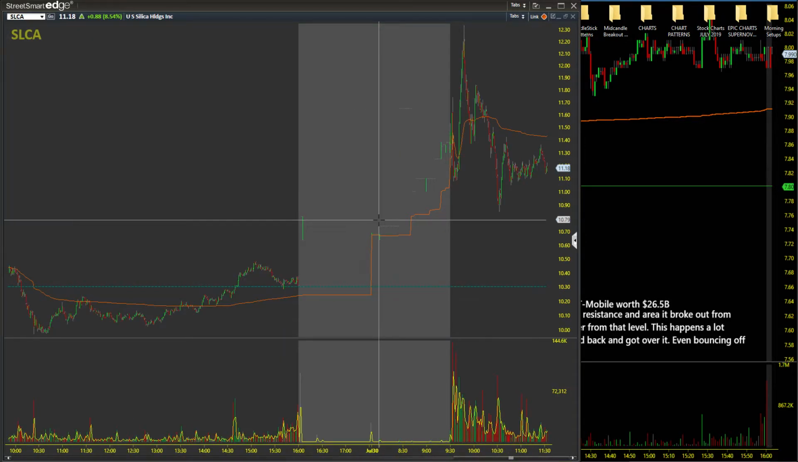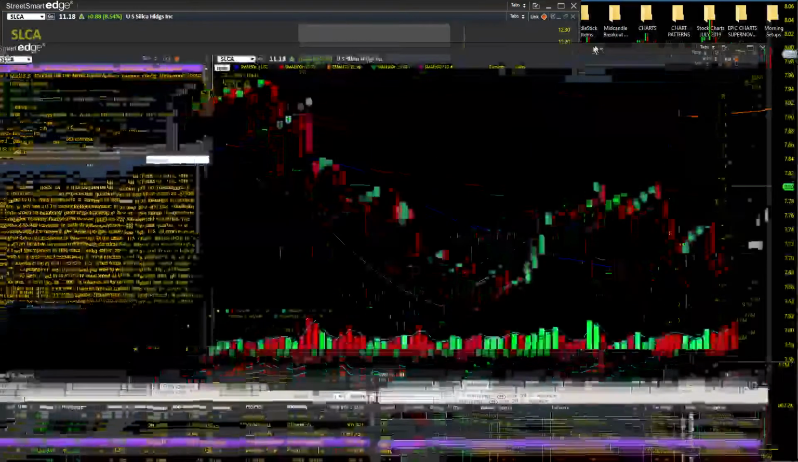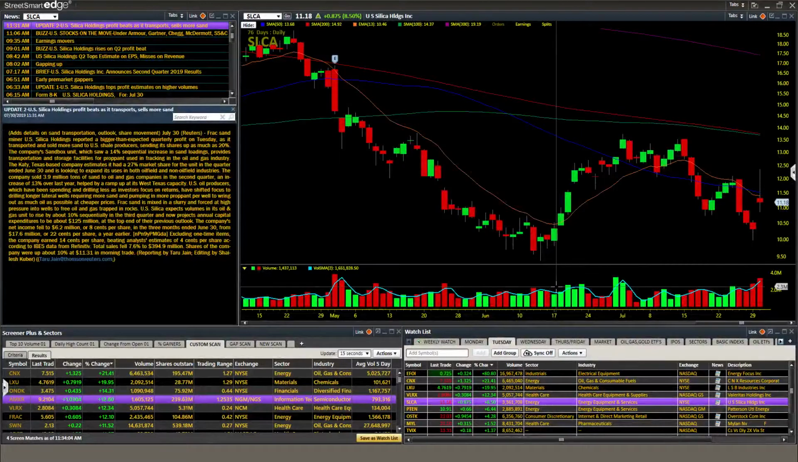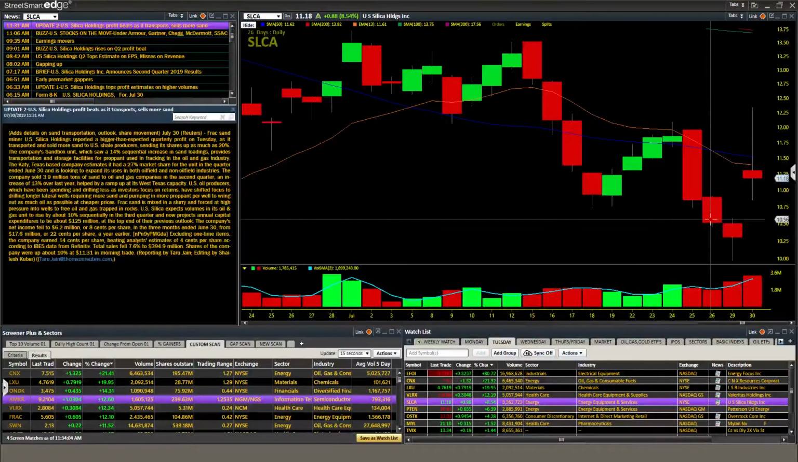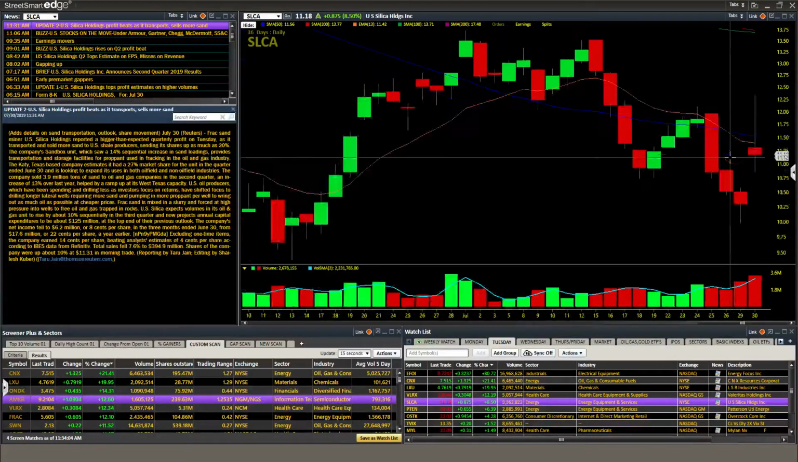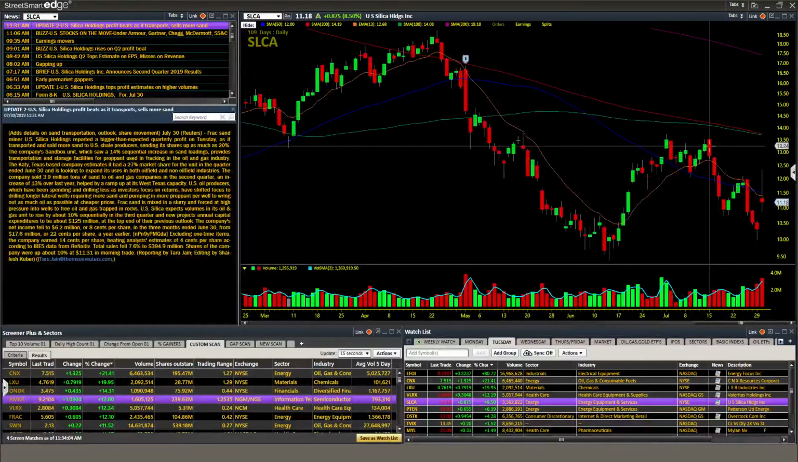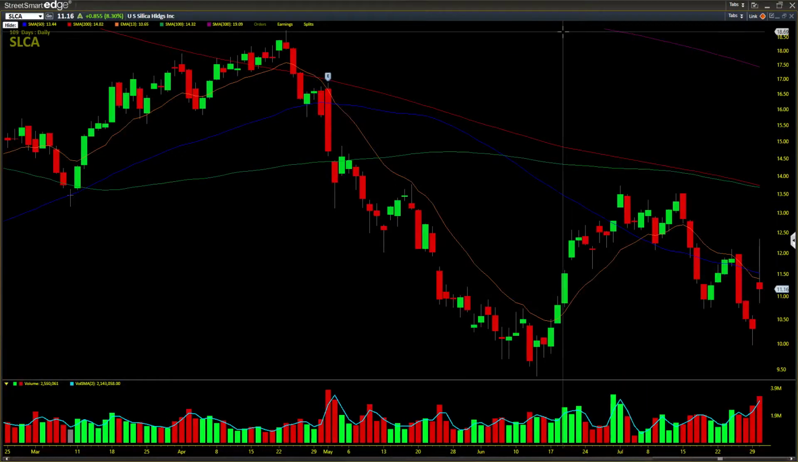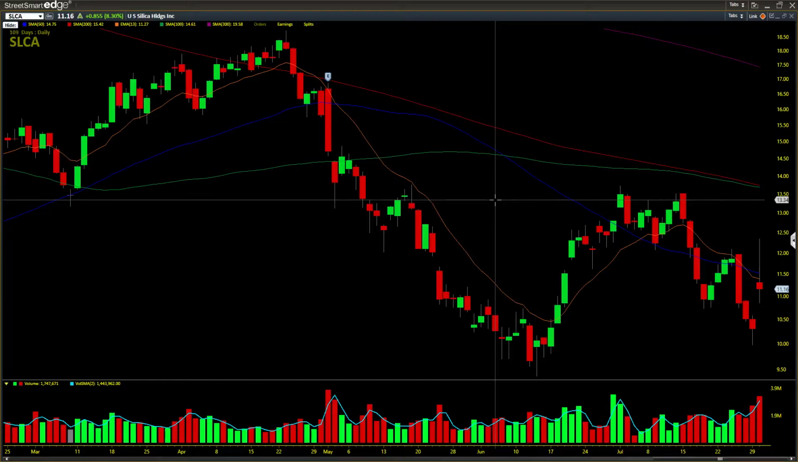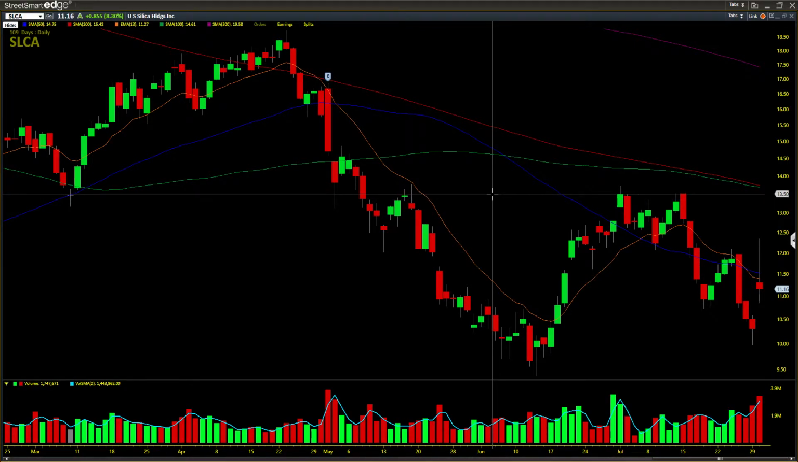So, SLCA, look at the daily chart real quick on this thing. See this blue line? It's right at 1150. Right here. And if you look at the chart on this, this has a lot of nice rebound plays. And what I'm talking about with rebound plays, you always want to try to look at the daily chart and get an idea of if there's any patterns that always happen.